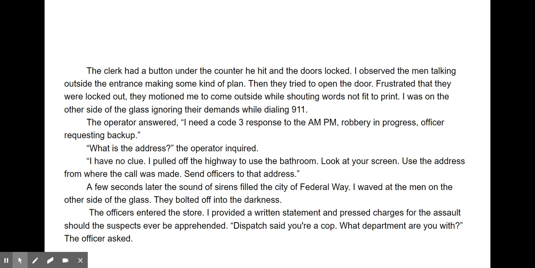I waved at the men on the other side of the glass. They bolted off into the darkness. The officers entered the store. I provided a written statement and pressed charges for the assault should the suspect ever be apprehended.